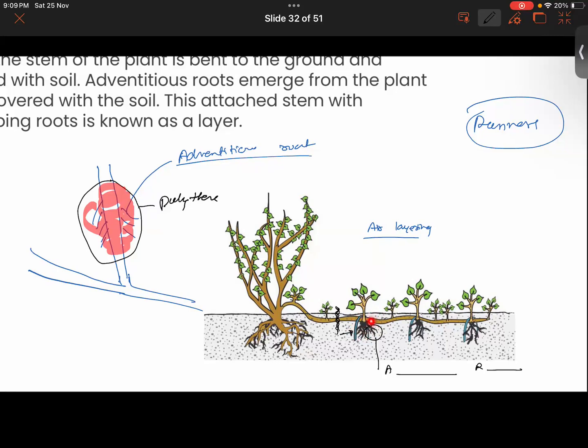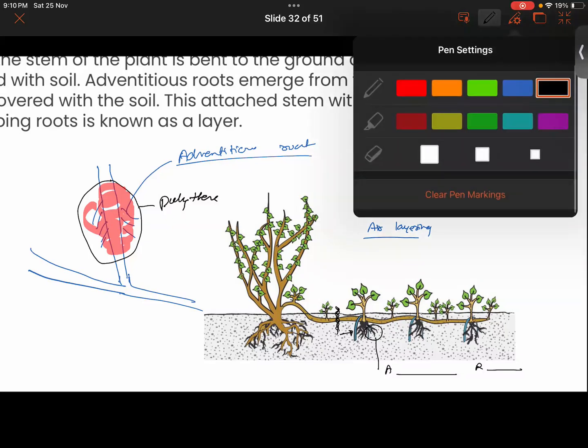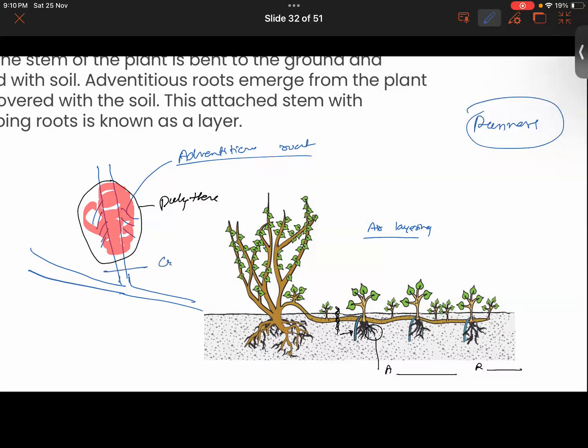When you do this in the open branches that are in the air, basically in the upper parts of the plant, I have taken some amount of soil and wrapped it with the polythene so that moisture is not lost and soil stays intact. After a few weeks, I will see that adventitious roots will grow from this part. Later on, I can cut it from here and replant this part, so it will grow into a new plant. Yeah, is that clear? Yes, sir. It's clear.